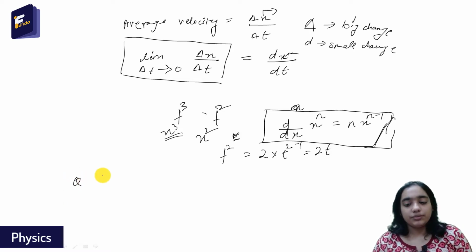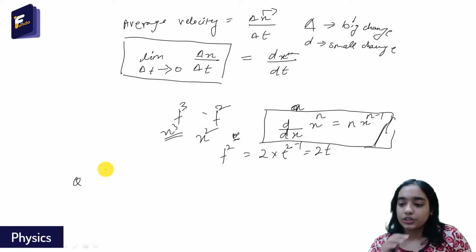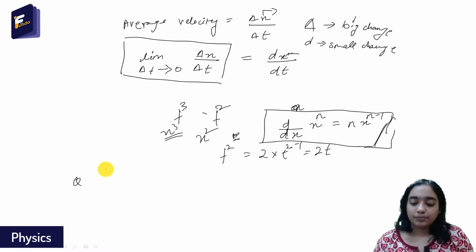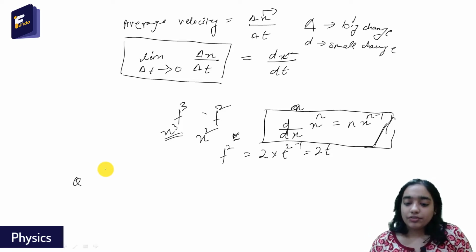this is the question. In the question I have given the position of a particle as a function of time. So you have to find the velocity in each case.